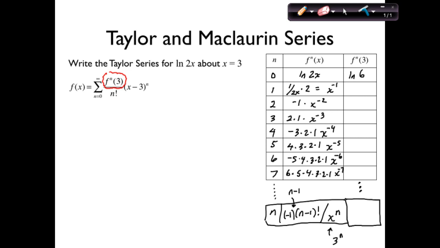Okay, so that's what I circled in red. That's the nth degree derivative taken at 3. And then for the Taylor series, for the coefficient, we also need n factorial and x minus 3 to the n. So can you write it out?